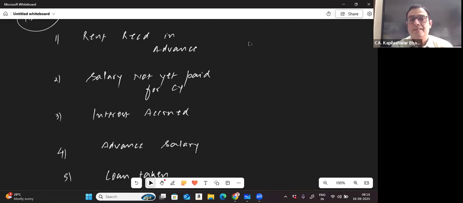Interest accrued is on the income side, not the expense, right? Yes. We use the word accrued for incomes. We use the word outstanding for expenses. So when I use the word accrued, it is indicating interest income.